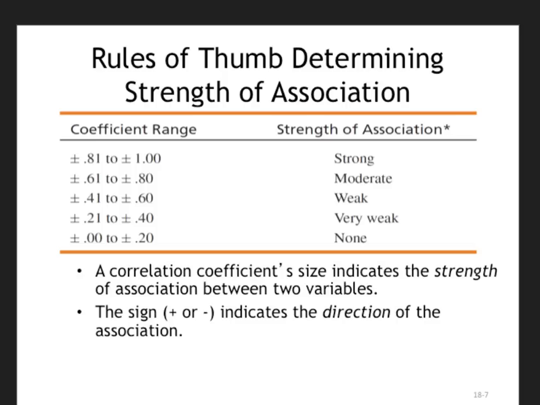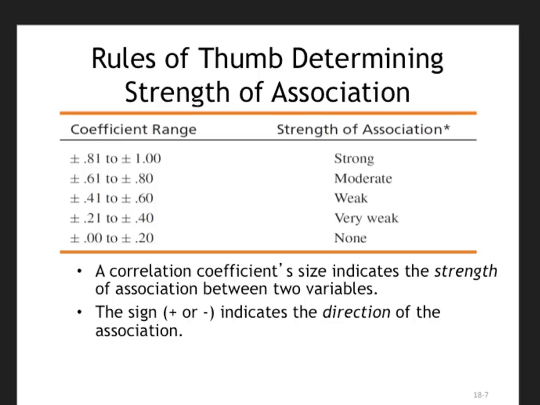So the correlation coefficient's size indicates the strength of association between the two variables, and the positive or negative sign indicates the direction of the association. As you use these guidelines, remember, we are assuming that the statistical significance of the correlation has been established.